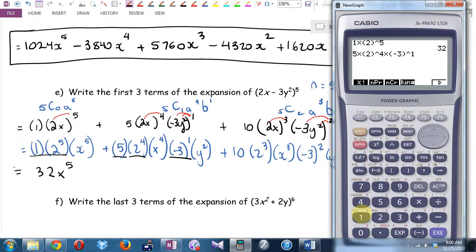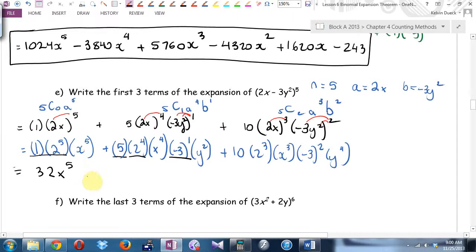Roy, what'd you get? Yeah? Yep. Anyone else? Yeah? So, you know what? It's going to be minus 240. Oh, it's not a plus after all. It's a minus, actually. And now I drop down the variables. X to the what? X to the 4th, y to the 2.